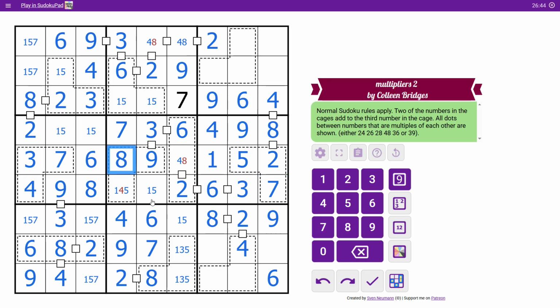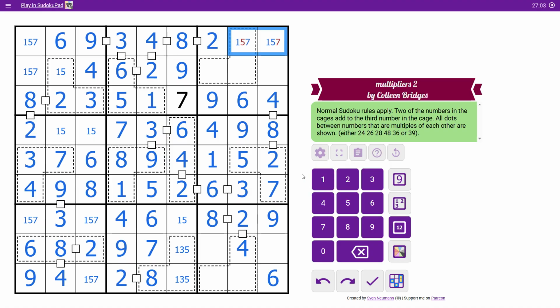That's an 8. That's got to be a 1 to add up to 9. 4, 5, 5, 1. And it might just resolve itself from now on, will it? No, it's not going to completely. That's still a 1, 5, 7. Not a 5 or a 7. It's not going to resolve itself nicely, is it?